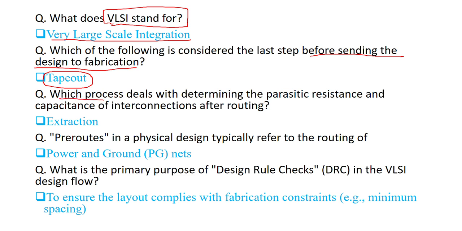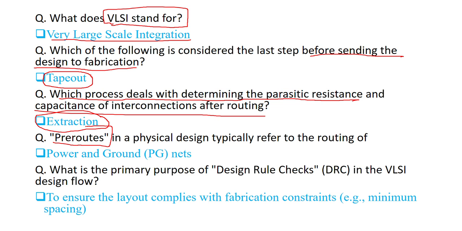Next question: which process deals with determining the parasitic resistance and capacitance of interconnections? Basically, extraction is the process to determine the parasitic resistance and capacitance of interconnects. And pre-routes in physical design basically refers to the routing of power and ground nets.